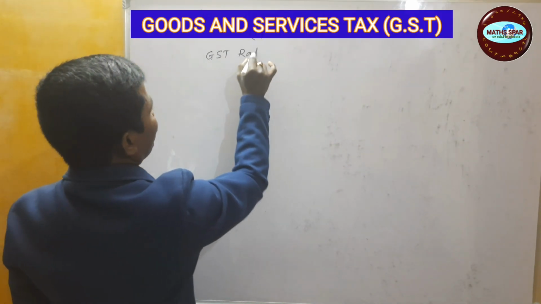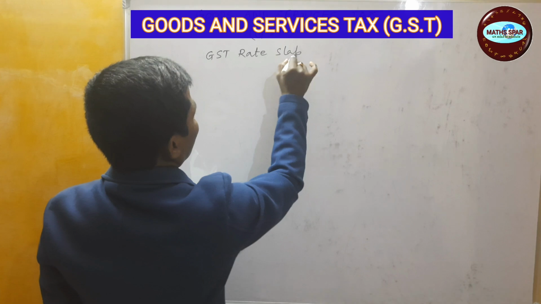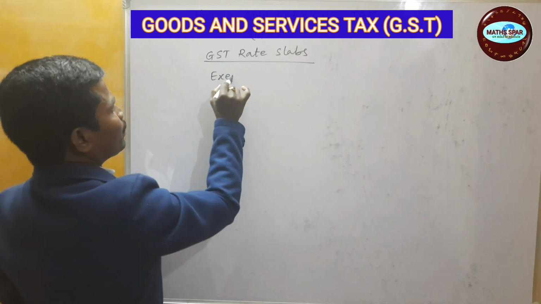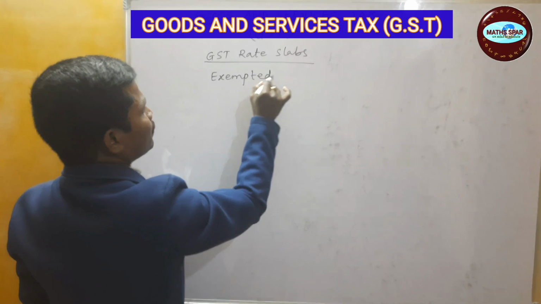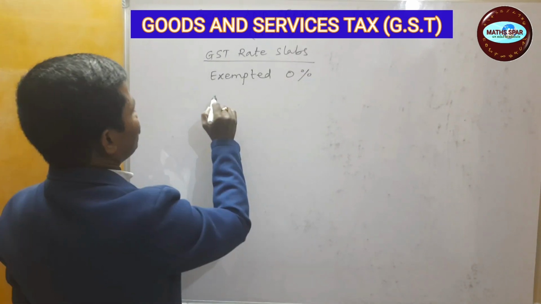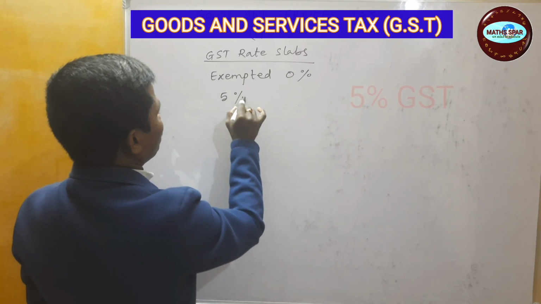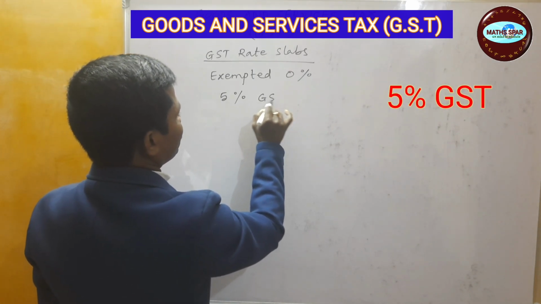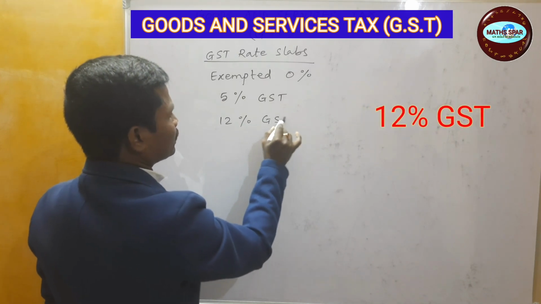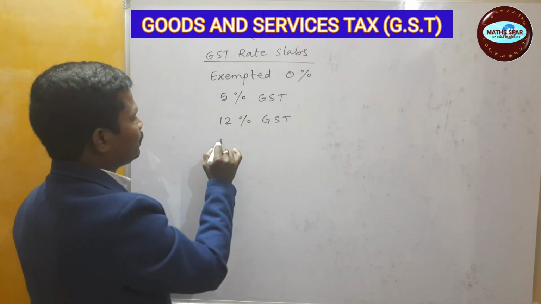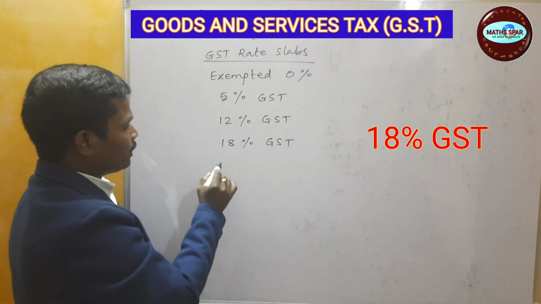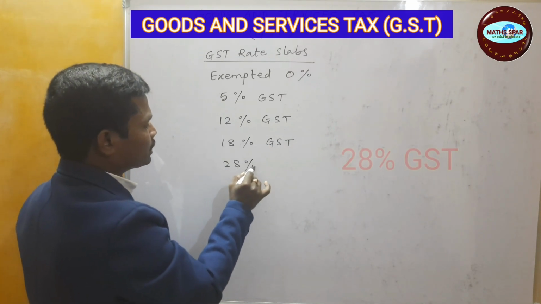GST rate slabs. First slab is exempted, that is 0%. Then we have 5% GST, then 12% GST, then 18% GST, then 28% GST.